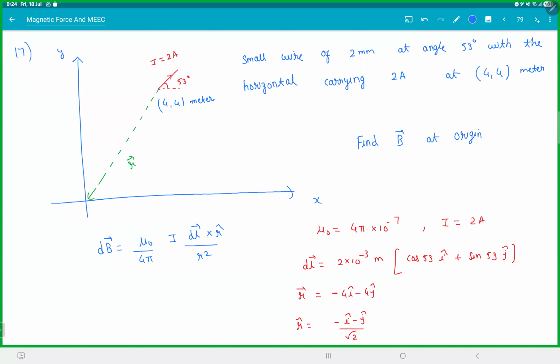Clear with that? So it is dl bar, not dl's magnitude. So just find dl bar: 2 mm at an angle of 53 degrees. Make it i cap, j cap. Sure? Easy? Next thing.